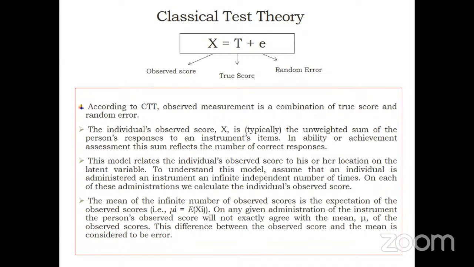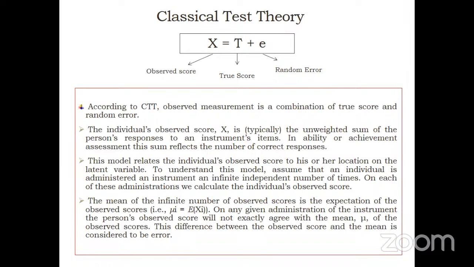As simple as that. Now, this classical test theory approach basically relates the individual's observed score to his or her location on the latent variable. What is this latent variable? Something which you are measuring. It can be intelligence, some ability, some achievement, some particular aptitude. It can be someone's stress level, whatever you are measuring, that is the latent variable. And this observed score indicates his or her location on this latent variable.